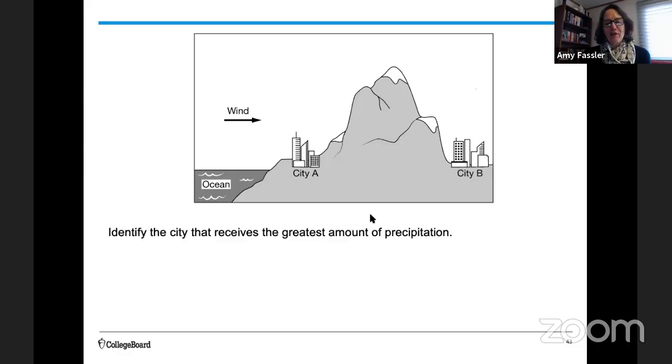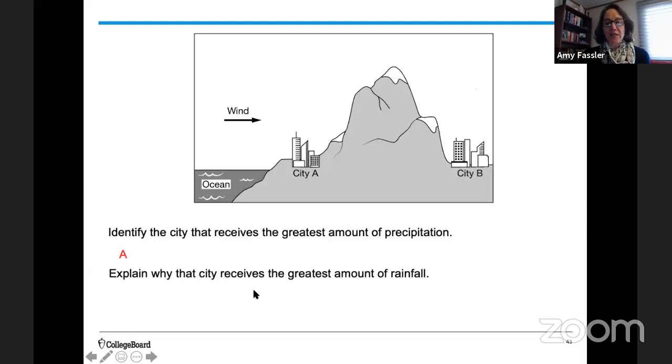Want to be a little careful. I guess they could give us a diagram where I had a wind coming in from the other direction. It seems like all the rain shadow effect diagrams that we look at kind of have that wind going from left to right or from west to east. So I have to be a little bit careful there. Obviously, the greatest precipitation is going to be city A.